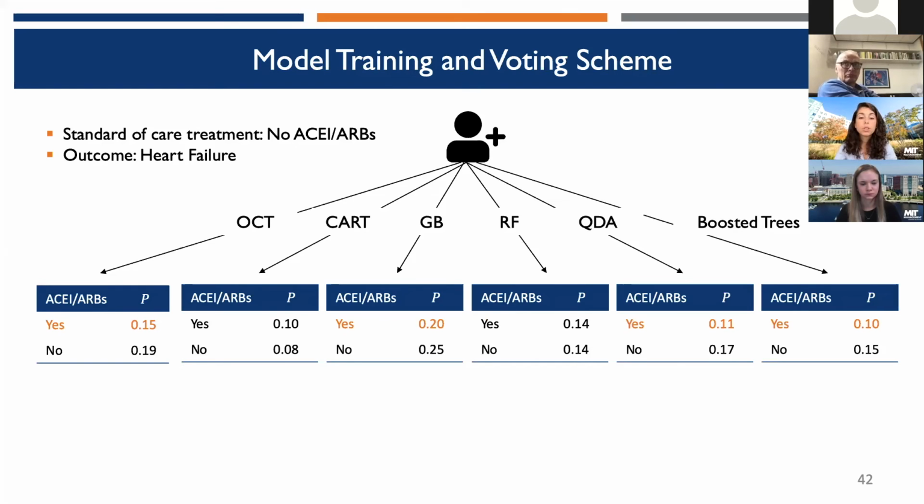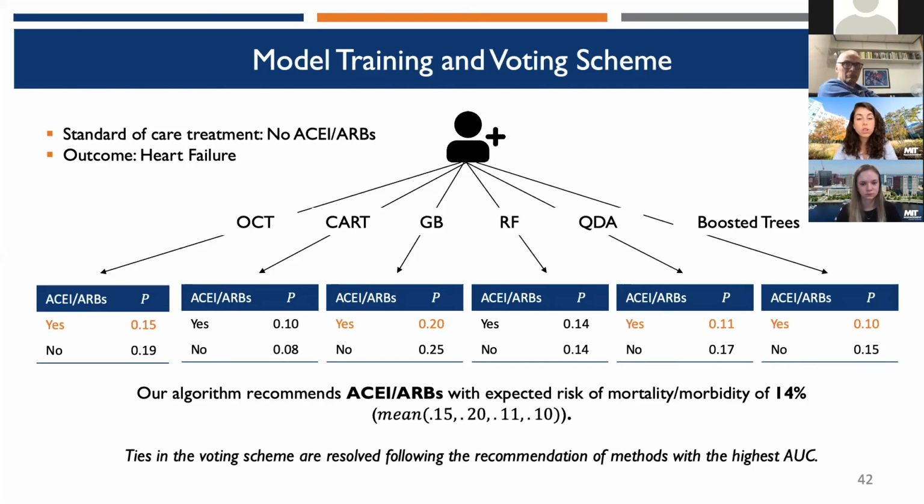In other words, each method casts a vote, and our algorithm is going to recommend the option for which we are most confident about. In the case of Jane, it suggests ACE inhibitors and ARBs with an expected risk of mortality morbidity of 14%, which corresponds to the mean of the values of 0.15, 0.20, 0.11, and 0.10.